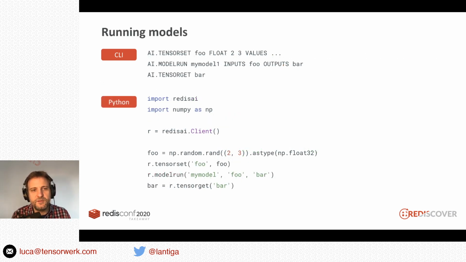And if you want to run a model, you typically have to go through this sequence. You set a tensor or tensors. You specify model run with input keys and output keys. Output keys need not exist necessarily because model run will create them for you. So you can then get the key back in the client, and you see it done for CLI and Python here.